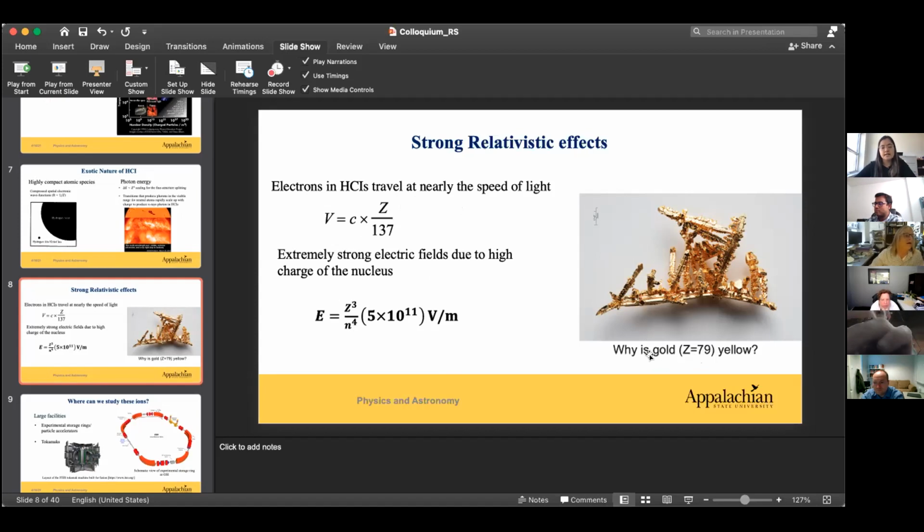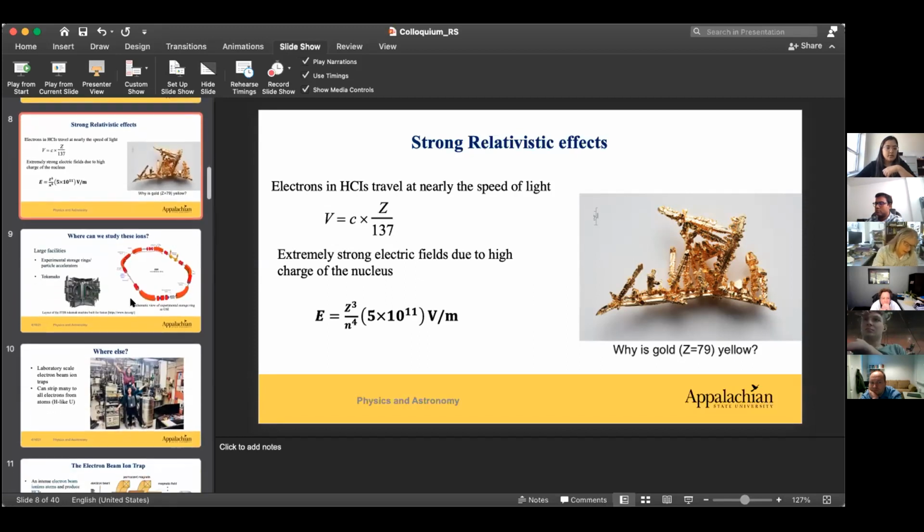What happens is that the electrons are moving so fast that they experience relativistic contraction, and the radiation that's absorbed by these elements is shifted towards blue. So what it does, it basically absorbs all the blue light and it reflects all the yellow light. And that's why we see gold as yellow in color. So now imagine that you make these systems highly charged, the effect just amplifies by quite a bit. So that's something really exciting about highly charged ions.